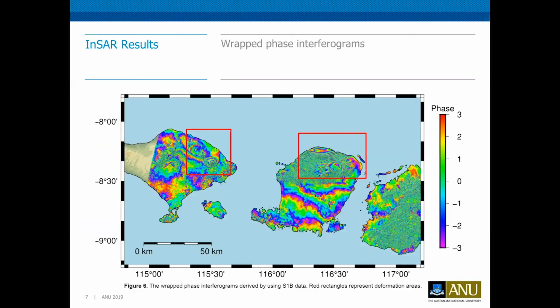So this is the result of the wrapped interferogram, which shows the fringe pattern associated with the earthquakes, where each color cycle represents a phase difference interpreted as ground deformation equal to 2.8 centimeters in the line of sight direction to the satellite. By just looking at this figure, we can find two apparent deformation areas. One is located at Bali Island, another one is Lombok Island. But in this case, we just focus on the Lombok region.